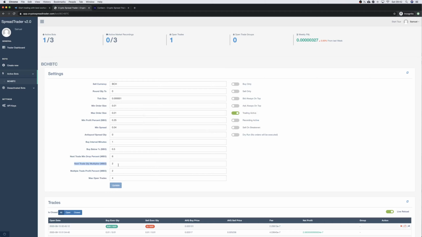You can put more or you can put less, but putting less will not lower your break-even price enough. Then you have the multiple trade profit percent. This is the target. So we want a 2% profit from break-even price if we have multiple orders. So the second strategy has kicked in. But if there's only one buy order that has been executed, we are going to use this target, the SBO. This allows us to adapt our strategy to the market trend.